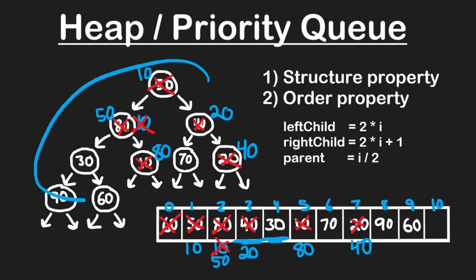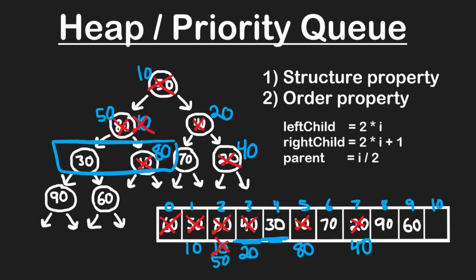It's definitely starting to get a bit messy now, but let's try to continue. We're almost done. We're at the 50 now. We're continuing to percolate this down. Let's compare the two children together because we have two children. Which one of them is smaller? 30 is smaller. So let's compare 50 with the smaller child, 30. Is 50 bigger than 30? Yes, it is. So let's swap them.